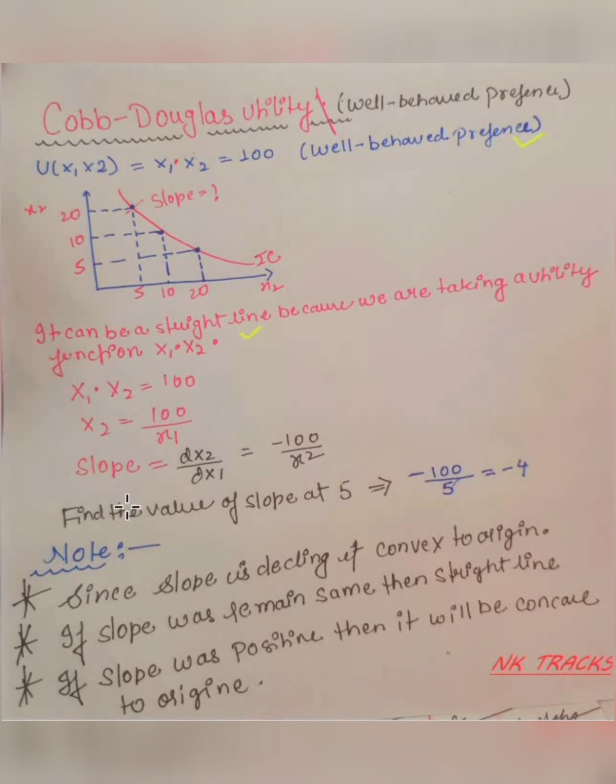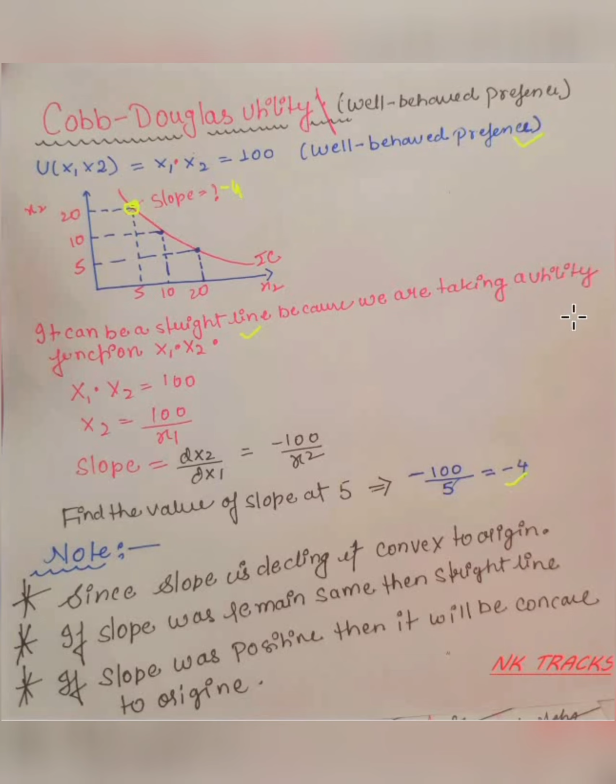Minus 100 by x1 squared. If we need to find the value of slope at this very point, how will we calculate this? Simply we will put the value of x1, that is 5. So 100 divided by 5, that is minus 4. So here the value will be minus 4.